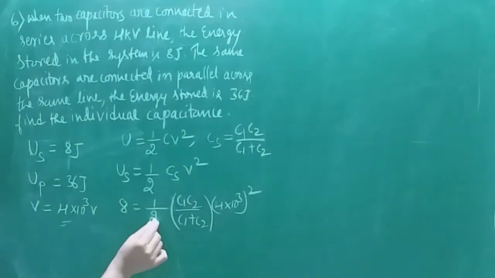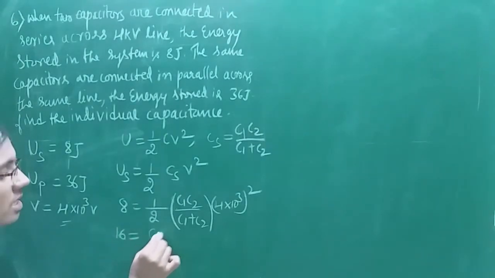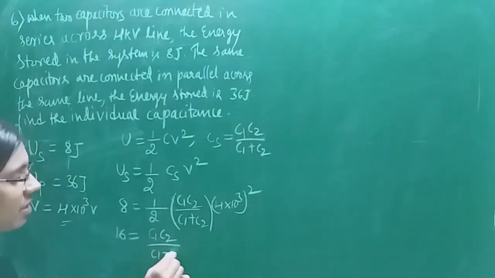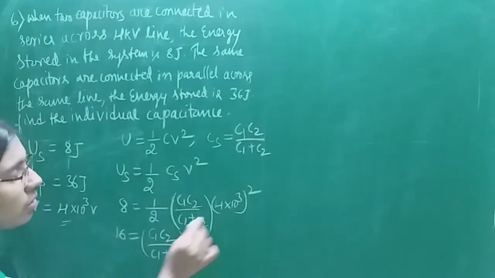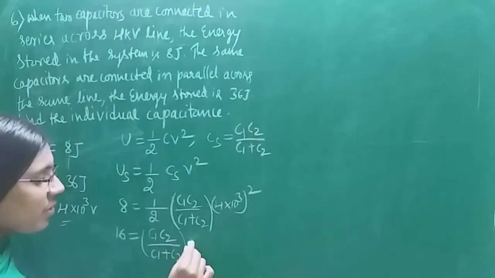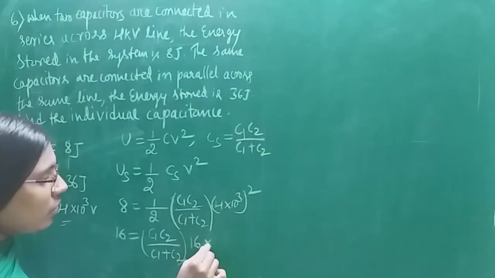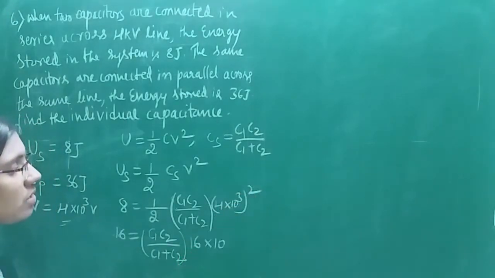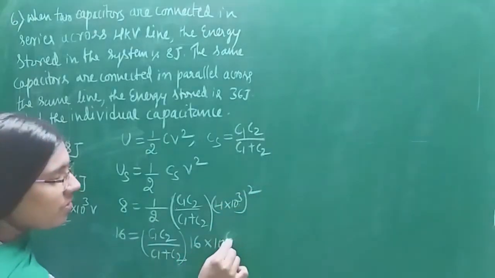Now take this 2 to this side, we get 8 twos are 16, equal to C1 C2 divided by C1 plus C2 into 4 square, that is 4 fours are 16, into 10 to the power of 3 whole square, which means 10 power 6.